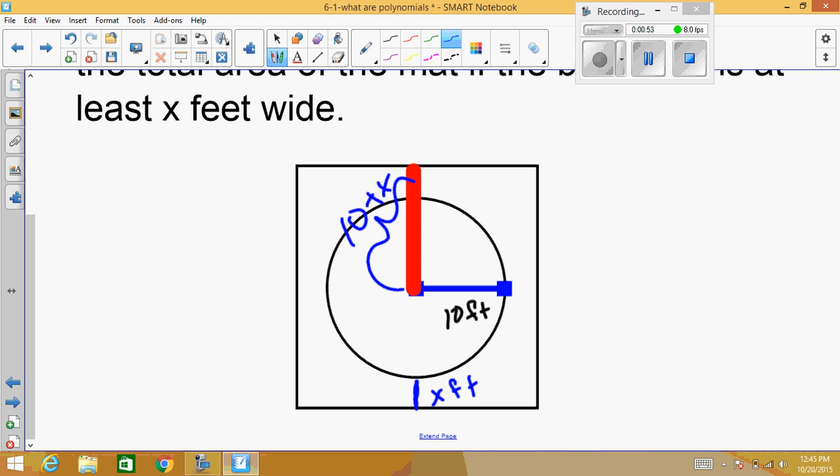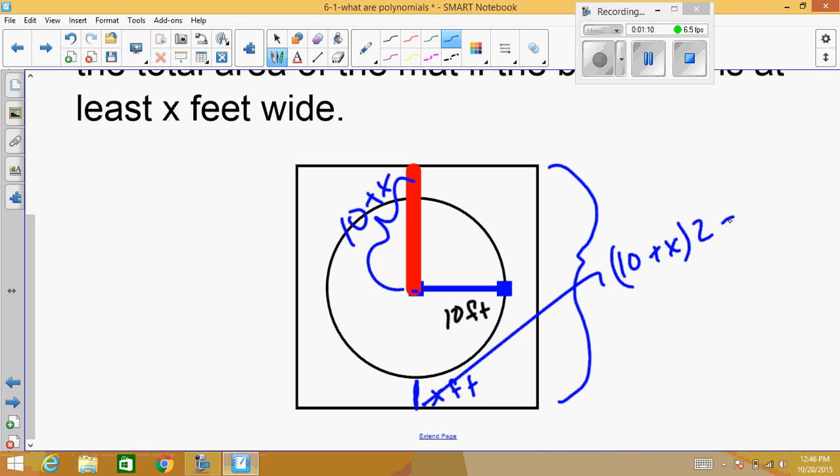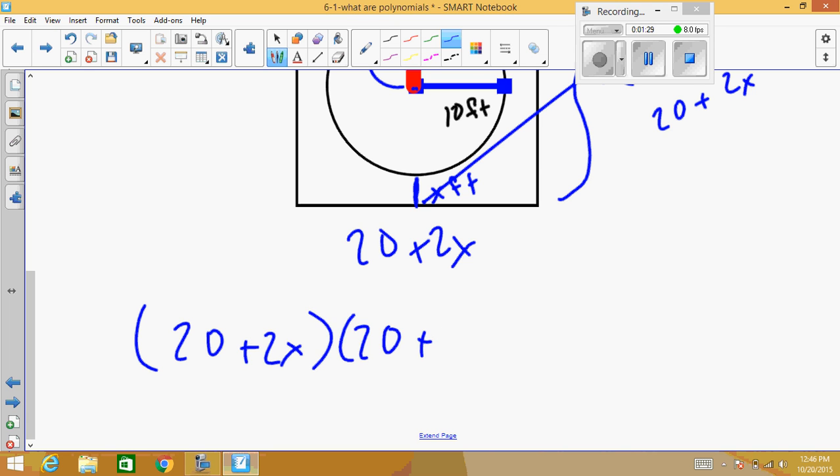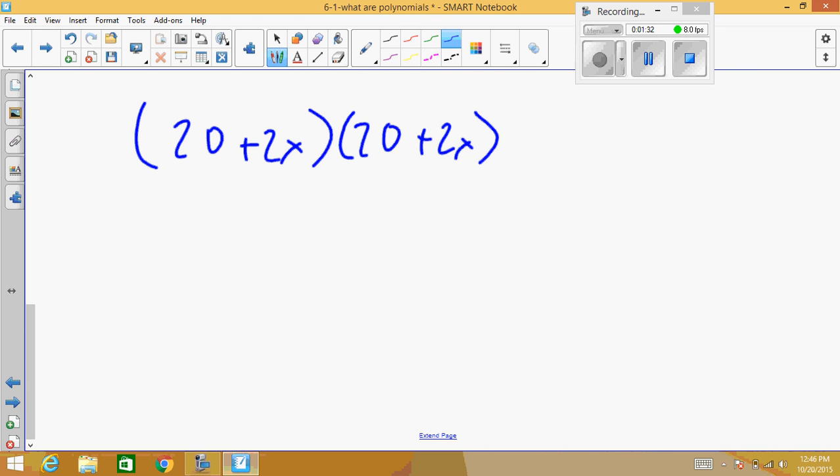Well, if our red segment's 10 plus X, our entire side of our square should be double that, because we've got from the center to the top, from the center to the bottom. So we should have 10 plus X times 2, or if we distribute, 20 plus 2X. Now, we need to multiply that by our width, which, since we have a square mat, should be the same. So if I write those down, 20 plus 2X times 20 plus 2X, I need to multiply those together.